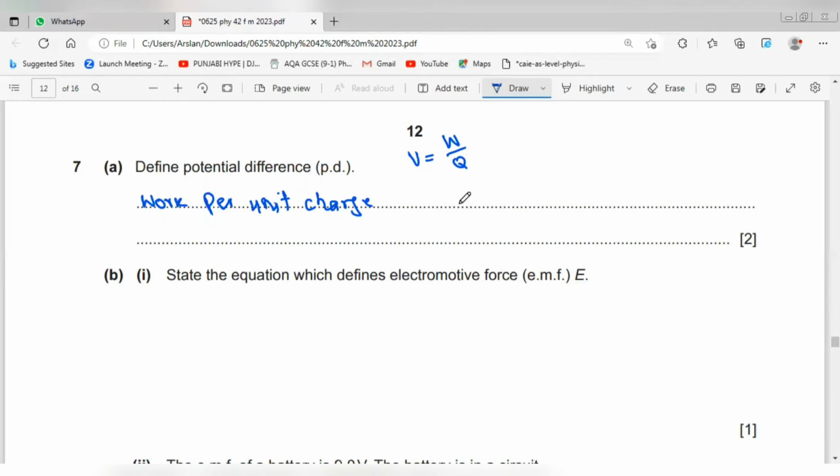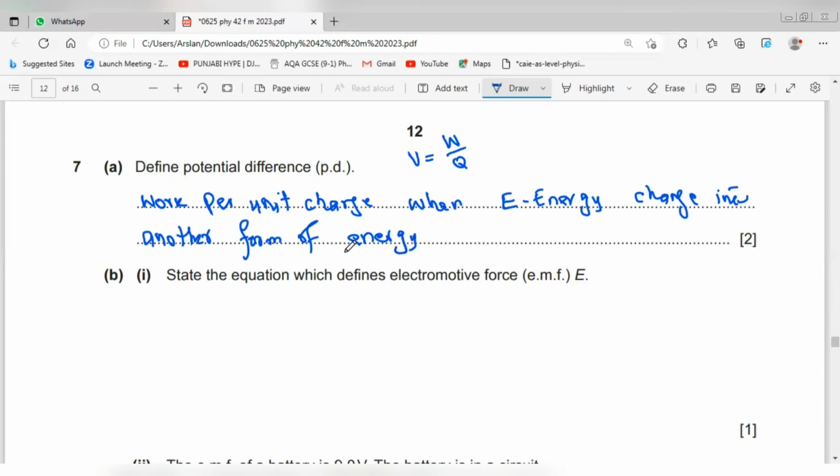The work done per unit charge when electrical energy changes into another form of energy across a component.